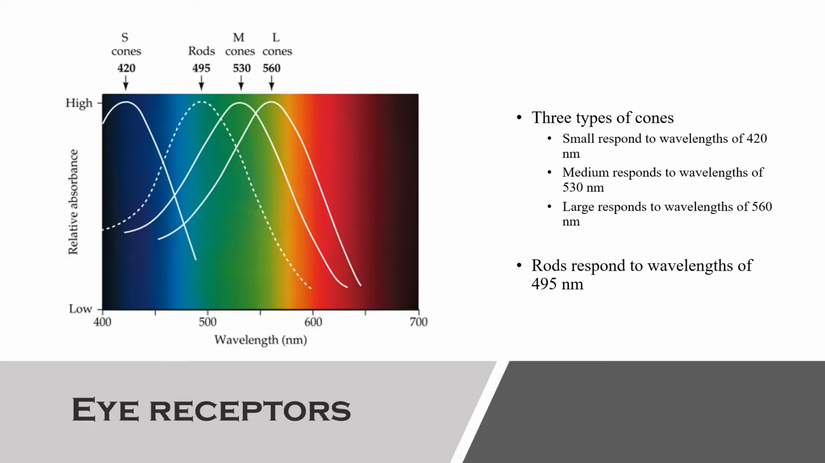So because cones are the color receptors, there are three types of cones. There's the small cones that respond to wavelengths of 420 nanometers. There are medium cones that respond to wavelengths of 530 nanometers. There are large cones that respond to wavelengths of 560 nanometers. Rods only respond to wavelengths of 495 nanometers. That is why rods are your light and dark receptors.